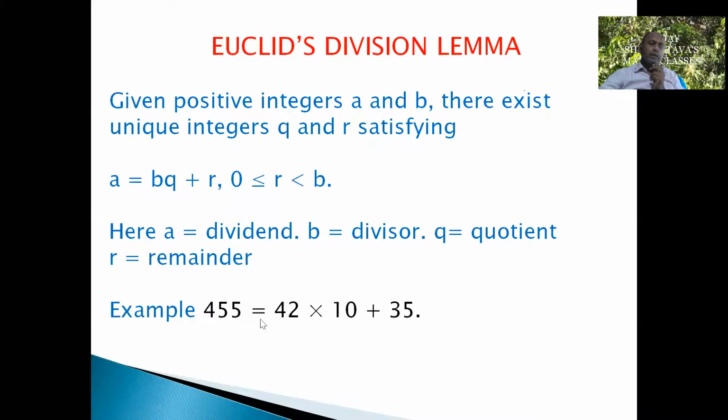Example, you can write here. If you have 455, you can express it by using Euclid's division lemma. If it is divided by 42, you will get quotient 10 and remainder 35. So 455 can be written as 42 into 10 plus 35 in the form of Euclid's division lemma.